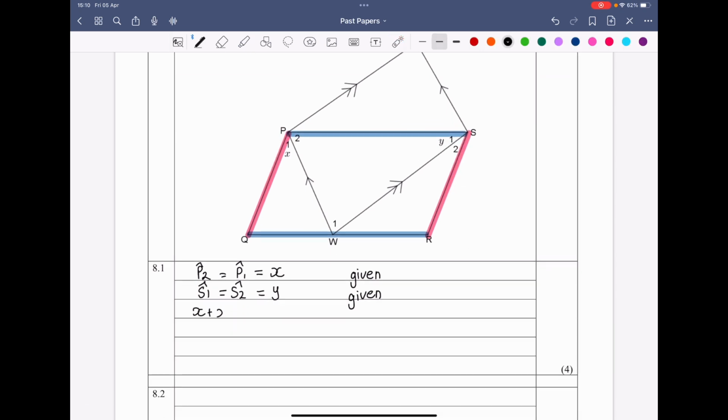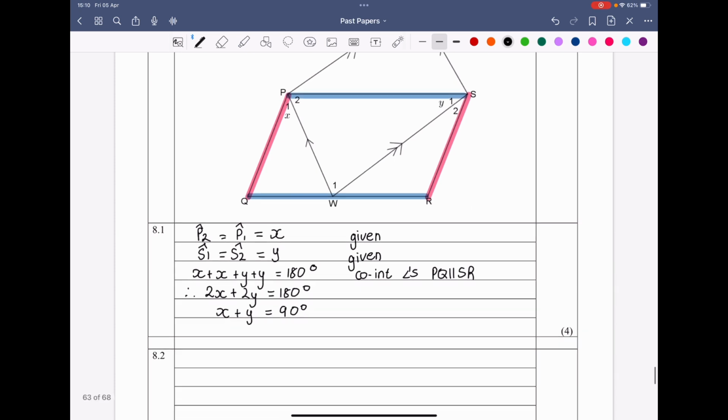So x plus y equals 180 degrees, co-interior angles, PQ parallel to SR, and I'm just adding up like terms, so 2x plus 2y equals 180 degrees, and I can divide everything by 2, so x plus y is equal to 90 degrees.